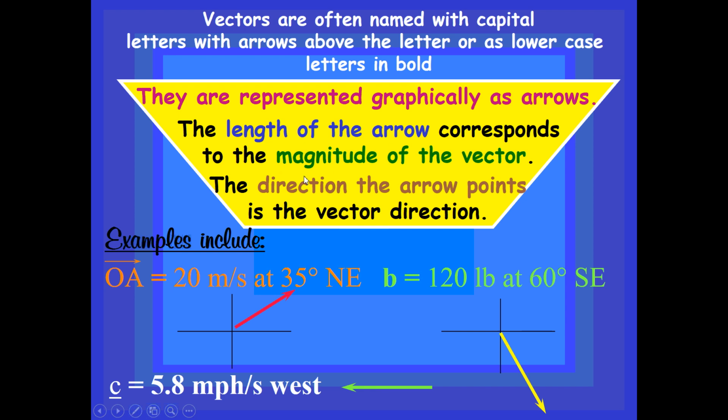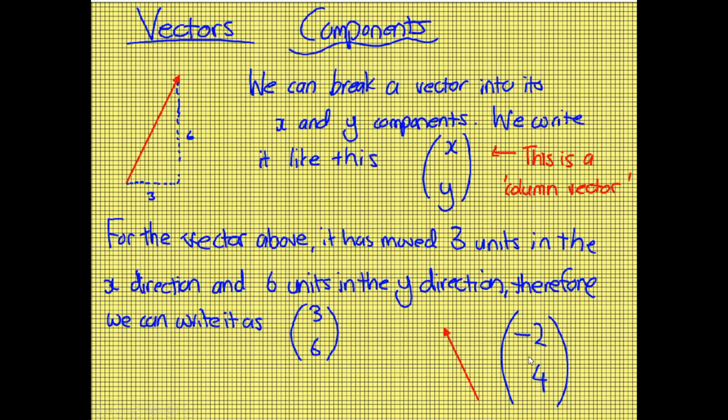The direction the arrow points is the vector direction. So all these have magnitude, direction, magnitude, direction, magnitude, direction. Just pointing out what they are. So there are different ways of representing them. They can use capital letters, meaning from this point to that point with an arrow, or they might just use a lowercase letter, like a, b, and c. a and b are the most common.